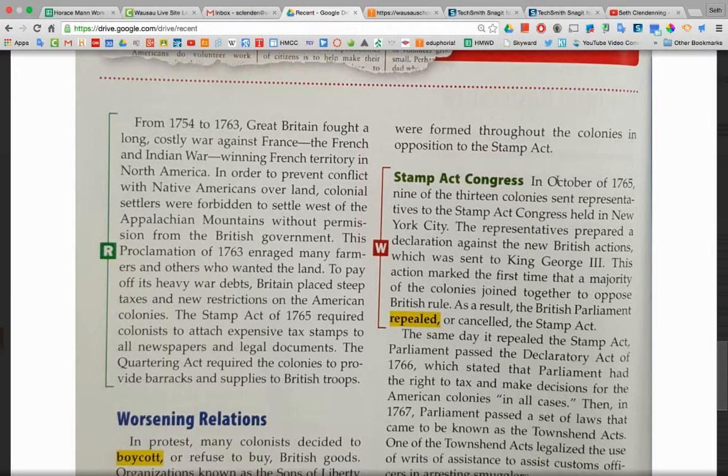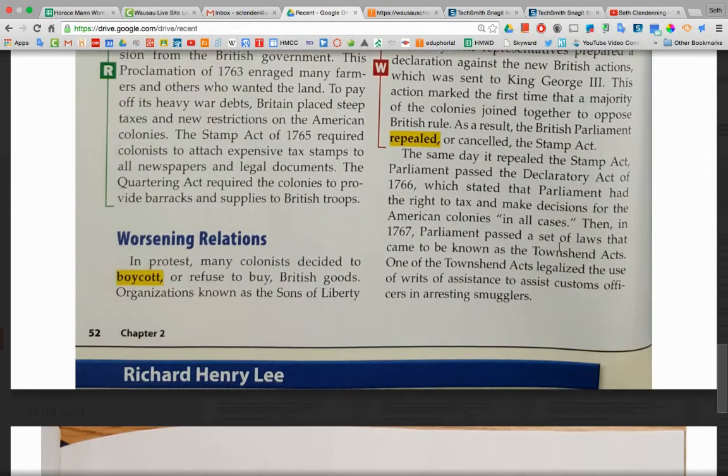Stamp Act Congress. In October of 1765, 9 of the 13 colonies sent representatives to the Stamp Act Congress held in New York City. The representatives prepared a declaration against the new British actions, which was sent to King George III. This action marked the first time that a majority of the colonies joined together to oppose British rule. As a result, the British Parliament repealed, or canceled, the Stamp Act. The same day it repealed the Stamp Act, Parliament passed the Declaratory Act of 1766, which stated that Parliament had the right to tax and make decisions for the American colonies in all cases.